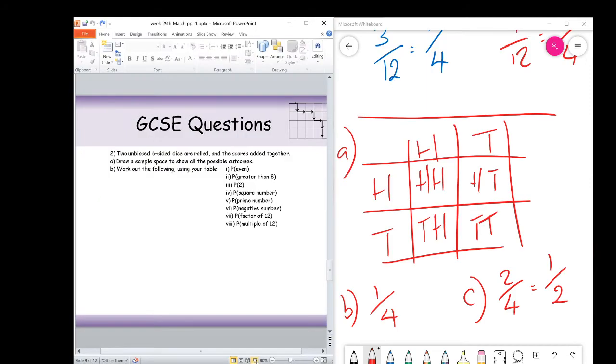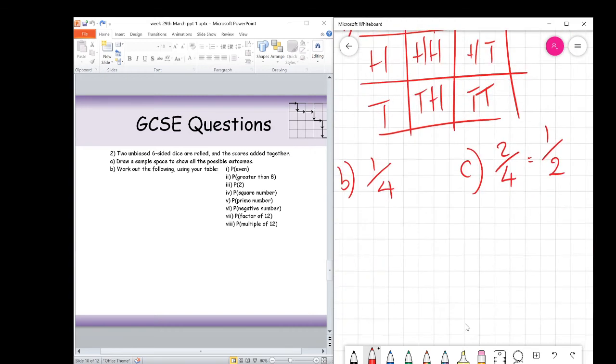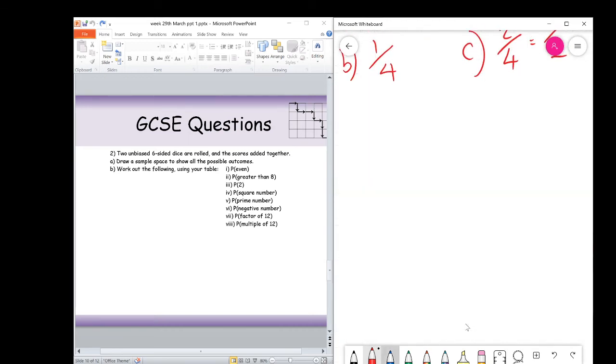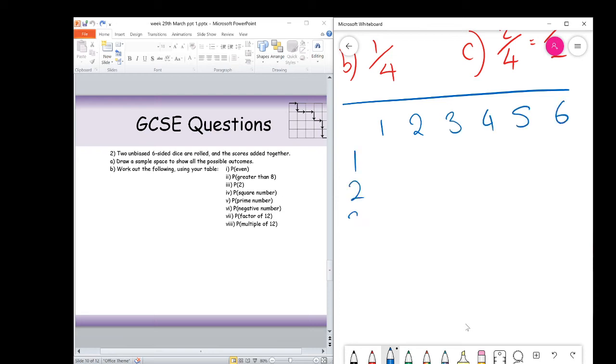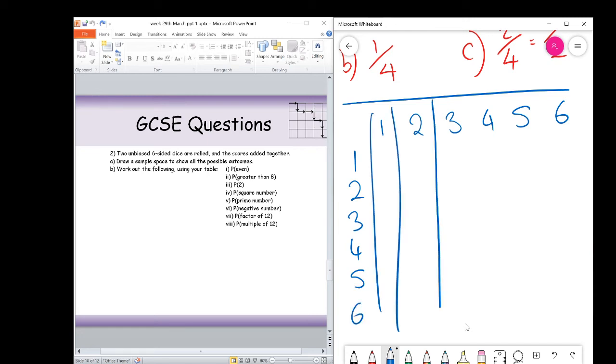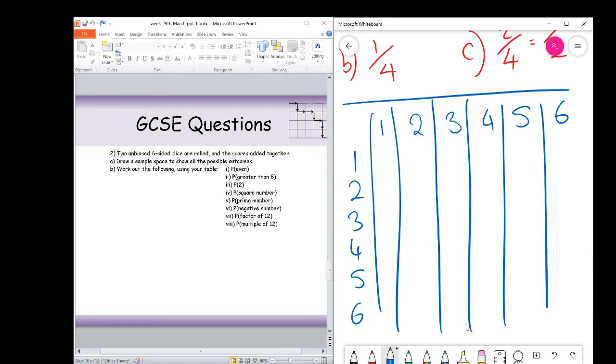Okay, so hopefully you've had a go now. So I'm going to have a go now. Two unbiased 6-sided dice are rolled and the scores are added together. So I've got options 1, 2, 3, 4, 5, 6. 1, 2, 3, 4, 5, 6. This will take me a minute to do.